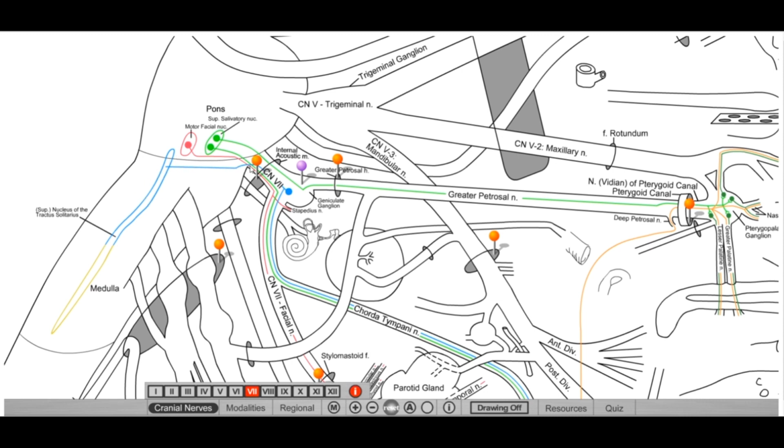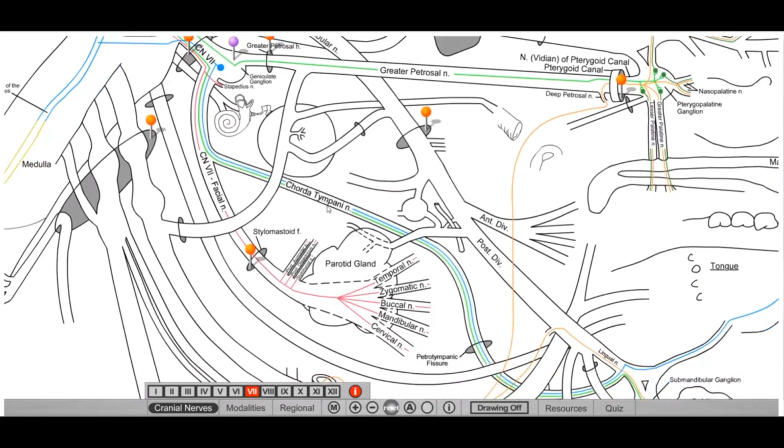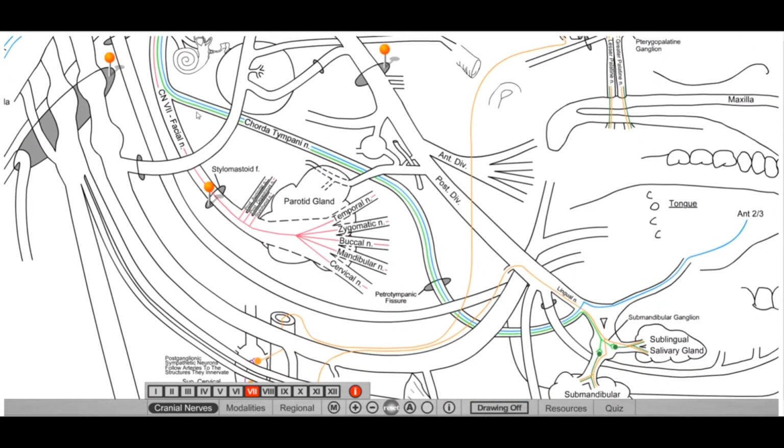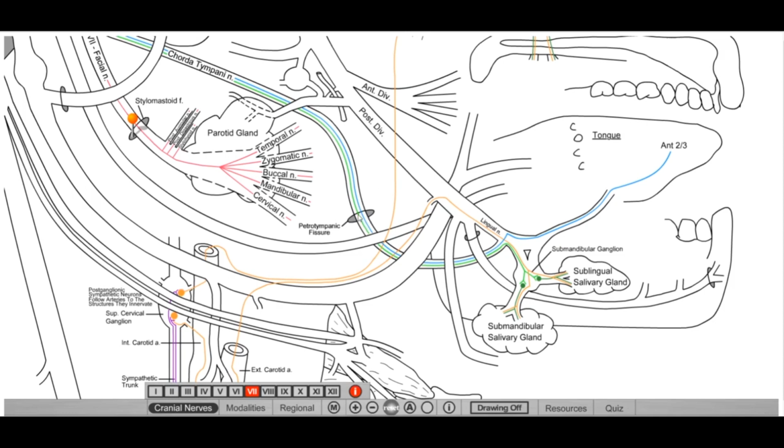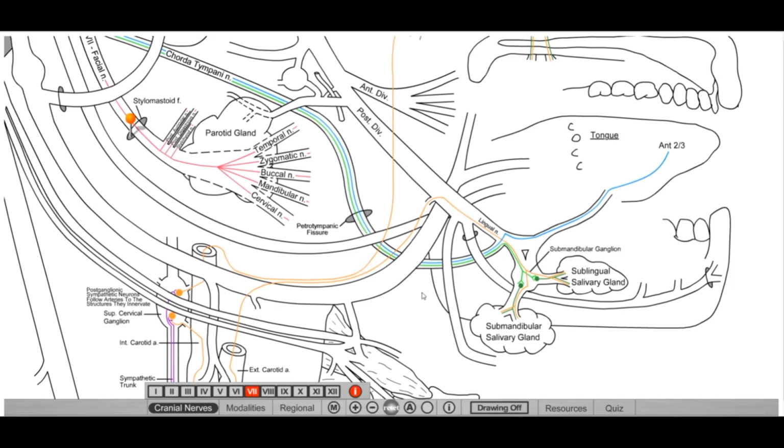So the special sensory taste travels along the facial nerve and continues down, and because it's a sensory fiber, we have our little geniculate ganglion where the cell bodies are, and they come down and branch off onto what is known as chorda tympani. Chorda tympani carries parasympathetics and special sensory that comes down and exits out the petrotympanic fissure. This is not super important. It's more important around this area.